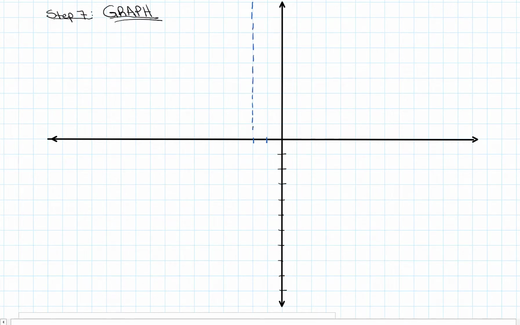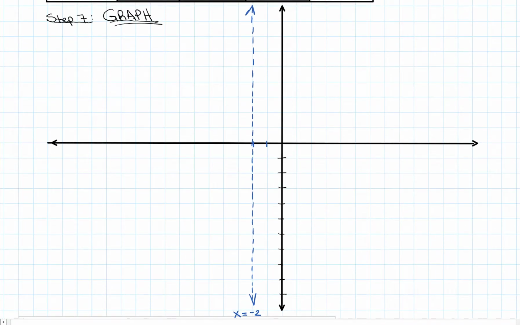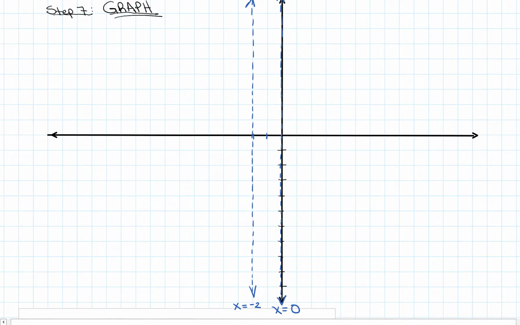I'm going to start off by drawing my vertical asymptotes. So this is x equal to -2. So I'm going to label it. You can label your vertical asymptotes by writing the equation either at the bottom or at the top of the line. I tend to always want to label them at the bottom, but sometimes I'll label them at the top. But for the most part, I tend to label the equations at the bottom for vertical asymptotes. And then you represent it with a dashed line.